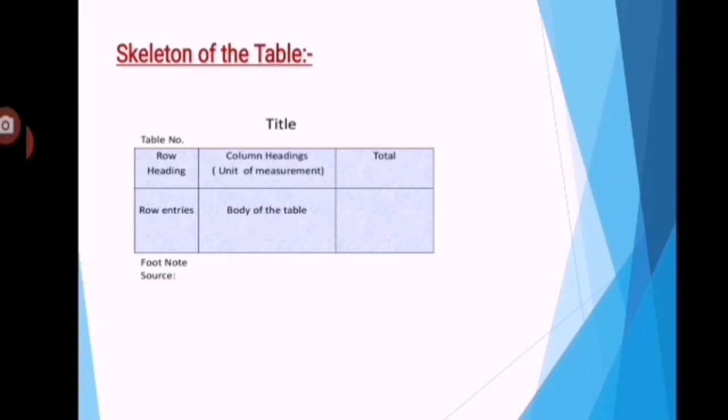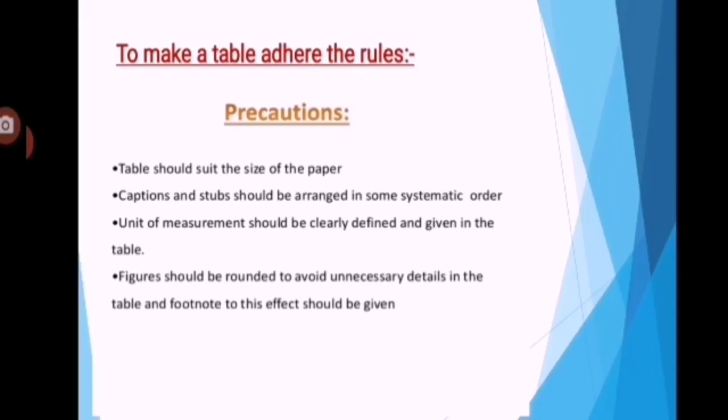And next we come to making the table adhere to the rules. That is, the precautions for the table. The table should suit the size of the paper. Captions and stubs should be arranged in some systematic order. Unit of measurement should be clearly defined and given in the table. Figures should be rounded to avoid unnecessary detail in the table, and a footnote to this effect should be given. These are the precautions followed in the formation of tables.